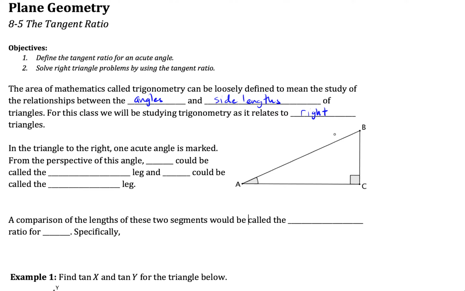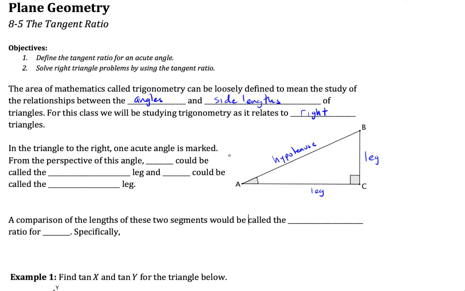Now, in this diagram we have a right triangle, and I've marked angle A. If we label the parts of this right triangle like we've done in the past, we know that across from the right angle is segment AB, which is labeled as the hypotenuse of this right triangle. We also know that in a right triangle, the sides that are not the hypotenuse are called the legs. So segment BC is a leg, and segment AC is a leg.